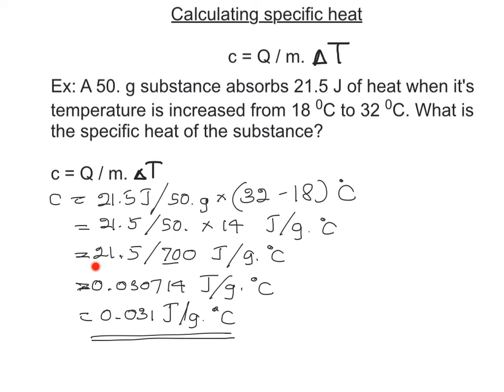Now we are left with 21.5 divided by 700. 21.5 has three significant figures and 700, as we underlined, should have two significant figures. So 3 sig figs divided by 2 sig figs, we have to round the answer to two significant figures. And we are left with 0.031 joules per gram per Celsius.